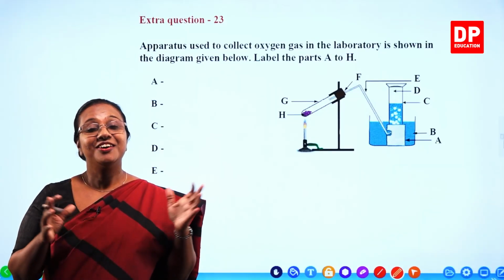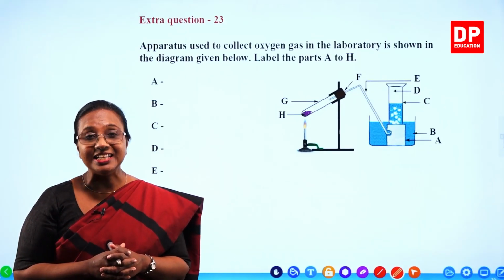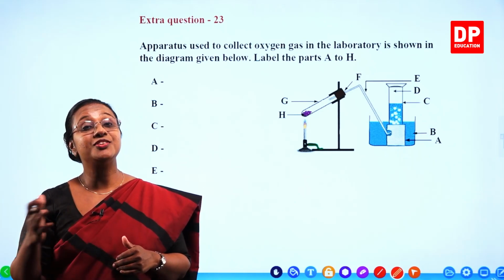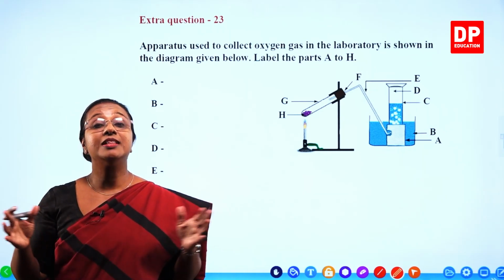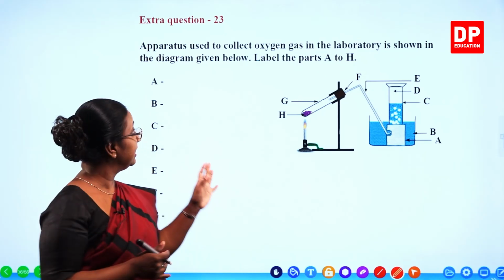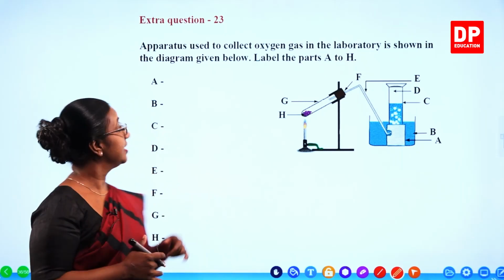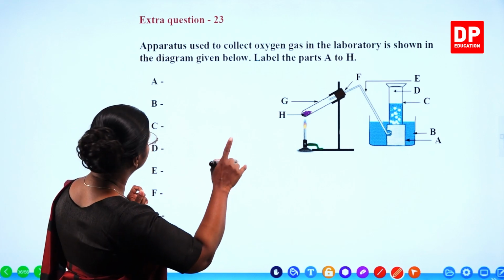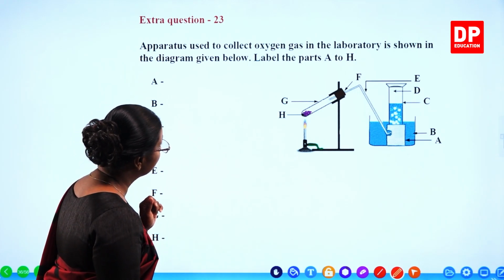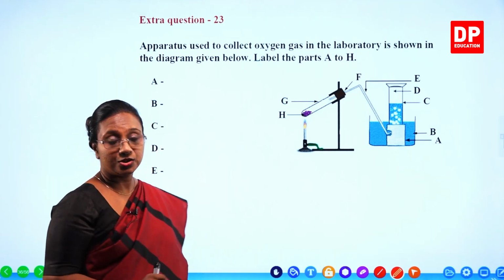Okay, students. I'm going to continue with the extra questions related to chapter 16 of your grade 10 science textbook, that is changes of matter. And here I will continue with the questions. Extra question 23. Apparatus used to collect oxygen gas in the laboratory is shown in the diagram given below. Label the parts A to H.